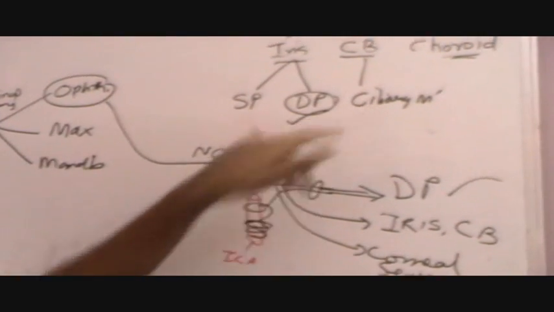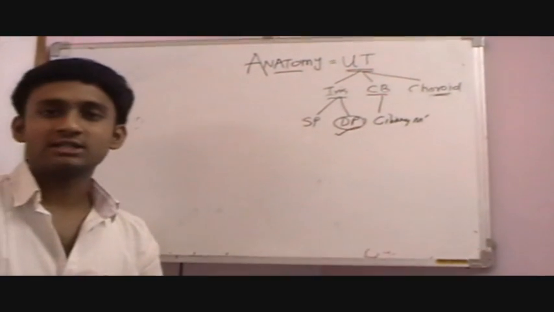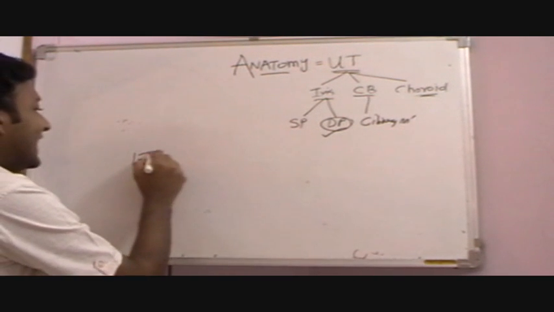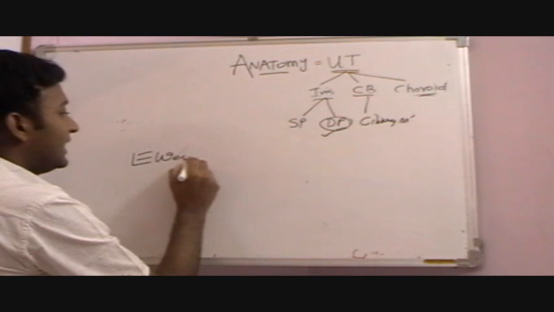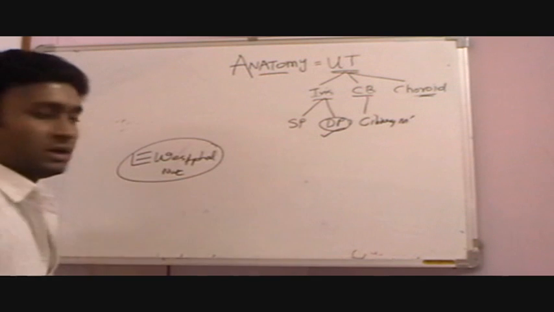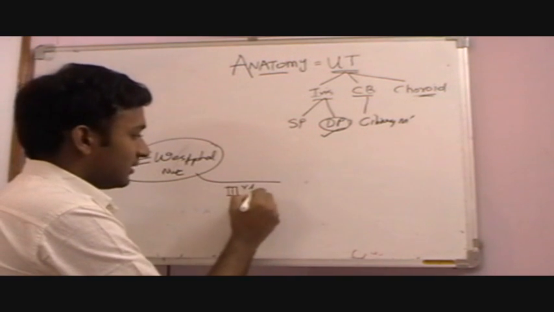So you finish this. What is remaining? What are the remaining two things? Sphincter pupillae and ciliary muscle. For this, it is the third nerve, the oculomotor nerve, from its accessory motor nucleus called the Edinger-Westphal nucleus. From this, the third nerve comes. Here is the third nerve.